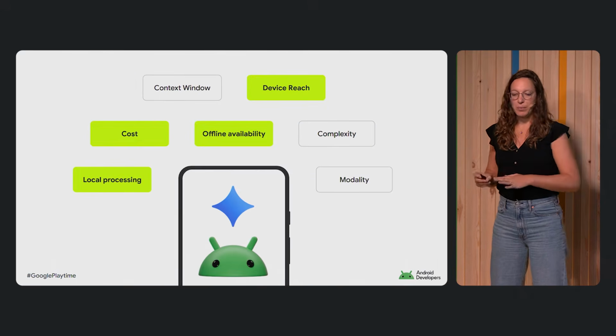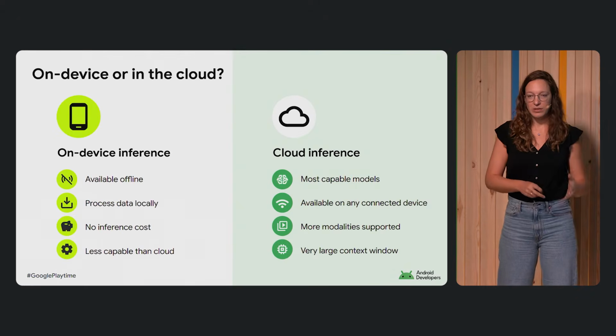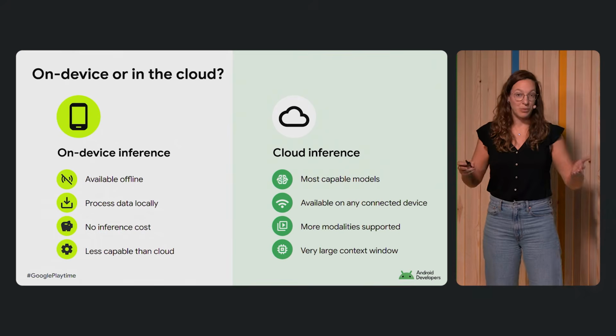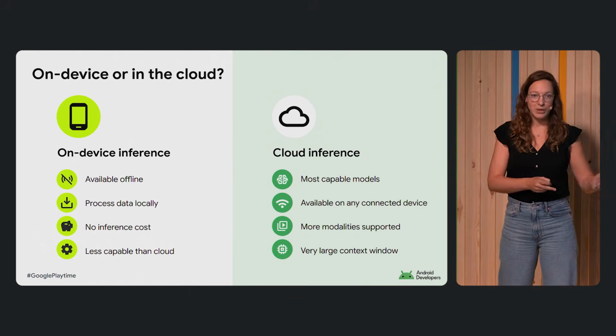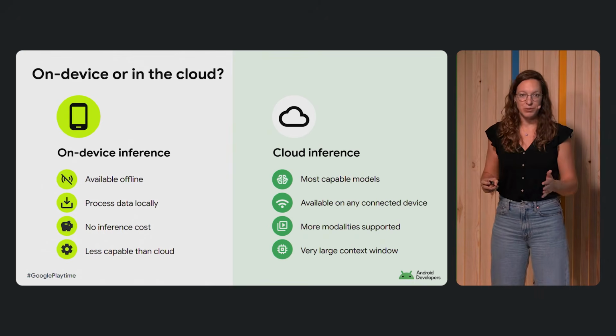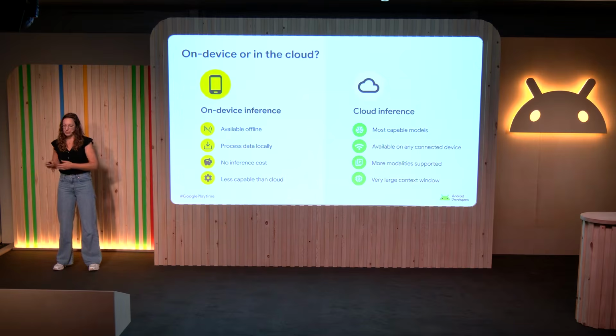So besides model capability, there are also some other considerations. We have on-device inference, which of course means that your AI is available offline, which sometimes is a really good choice for a use case. It processes your data locally, which is great for privacy, of course, and it has no inference costs. However, it is generally less capable than the cloud inference.